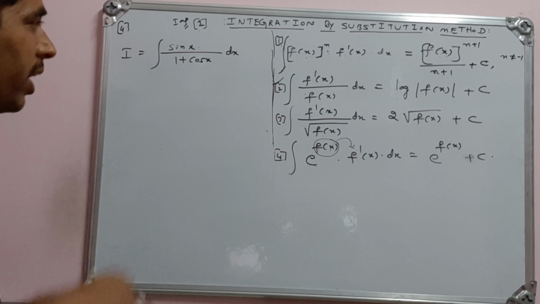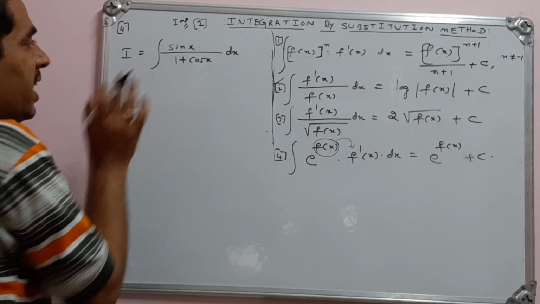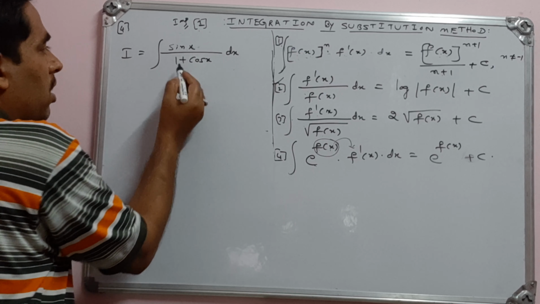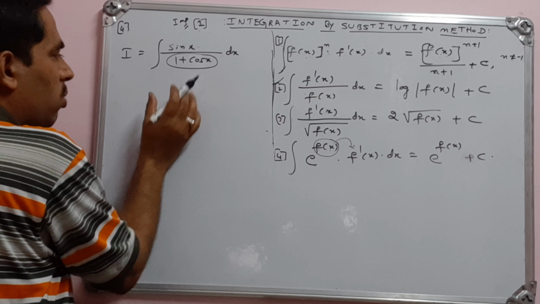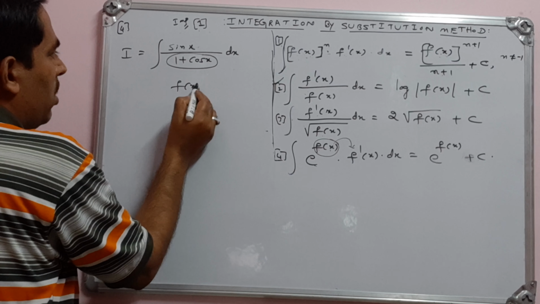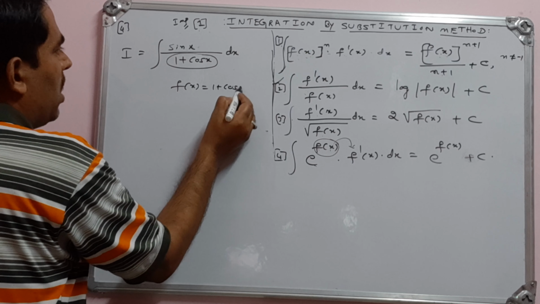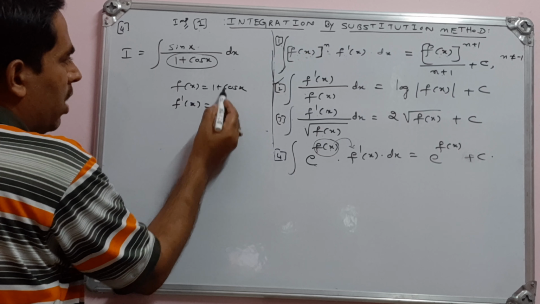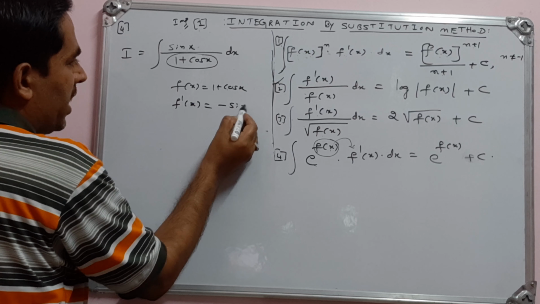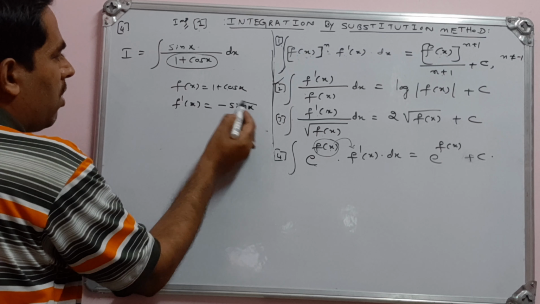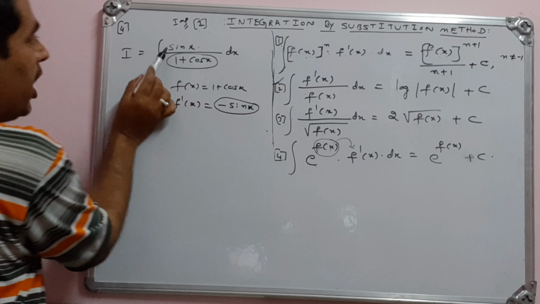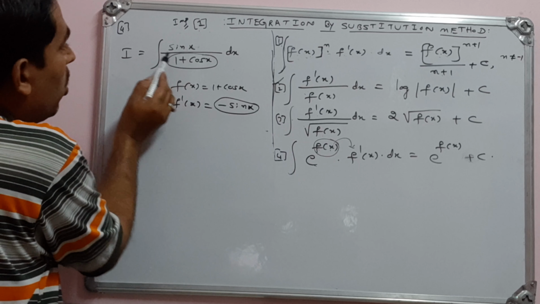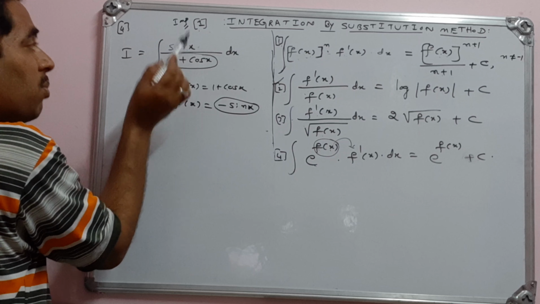Observe this before writing any sentence here. What is the denominator here? Consider this denominator. First you have to work this out. If the function is 1 plus cos x and I differentiate this, I will get f dash x equal to, derivative of 1 is 0. Derivative of cos x is what? Minus sin x. But I don't have minus here. Only sin x is given.